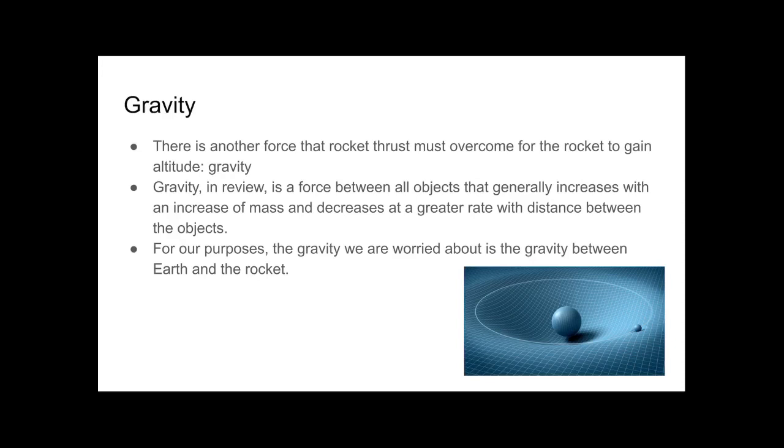Next up is gravity. This is another force that rocket thrust must overcome for the rocket to gain altitude. Gravity, in review, is a force between all objects that generally increases with an increase of mass and decreases at a greater rate with distance between the objects. For our purposes, however, the gravity we are worried about is the gravity between Earth and the rocket.